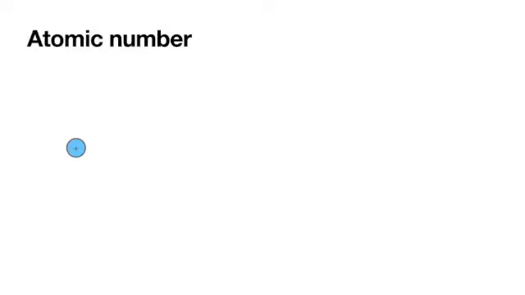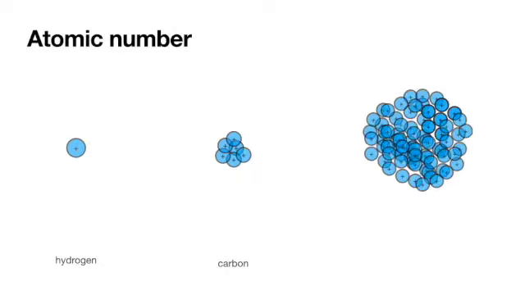For example, the atomic number of hydrogen is 1. A hydrogen atom always has 1 proton. An atom with 6 protons is going to be a carbon. Carbon has an atomic number 6. An atom that has 79 protons is gold. The atomic number of gold is 79.